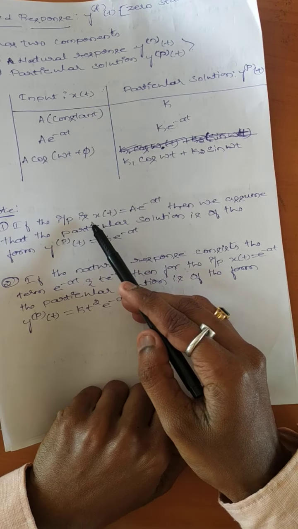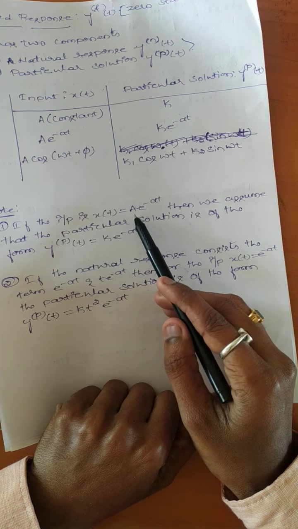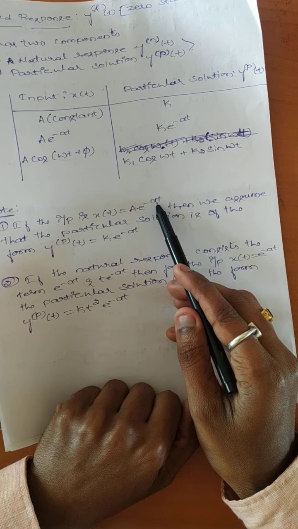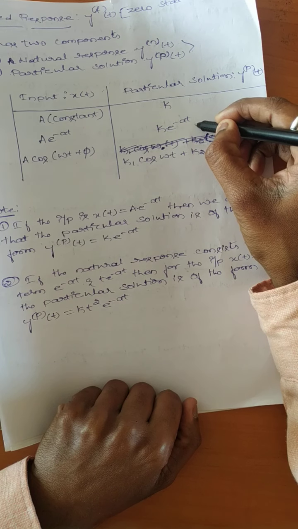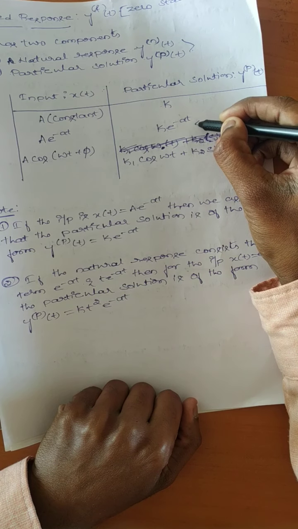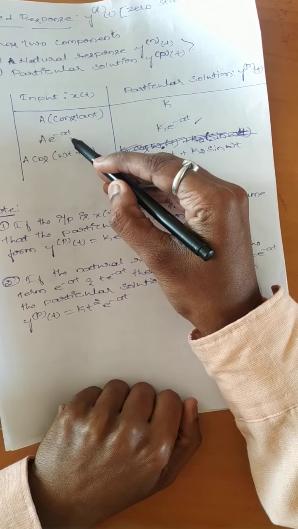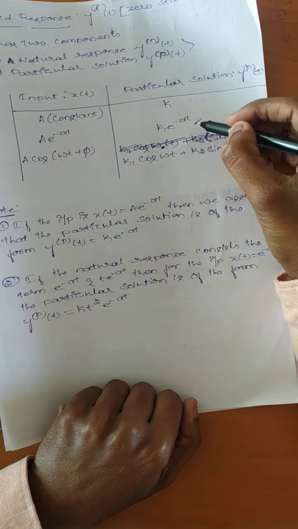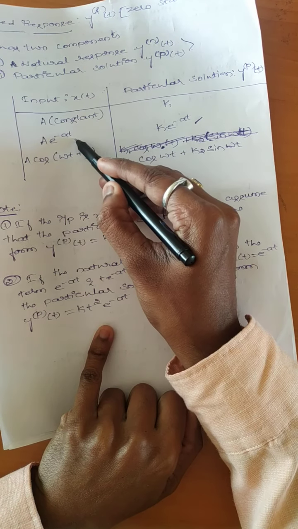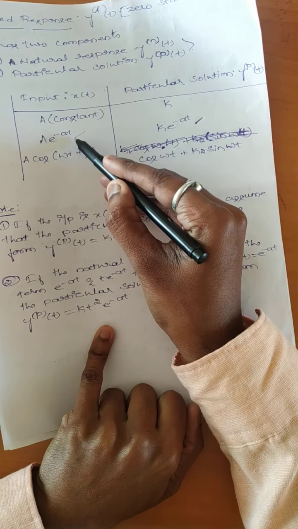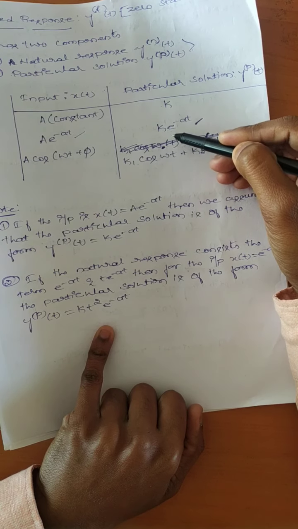So if the input is given like a into e to the power of at, in this form, you just have to write the particular solution like this. This is a suitable particular solution for input a into e power minus at. Look at this. If you are getting the input in this form, you just replace a into e power of minus at by k into e power at. That is what the first note is.